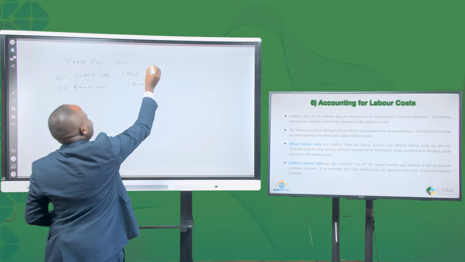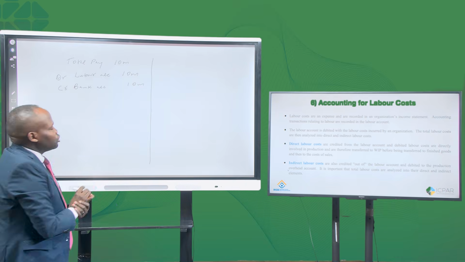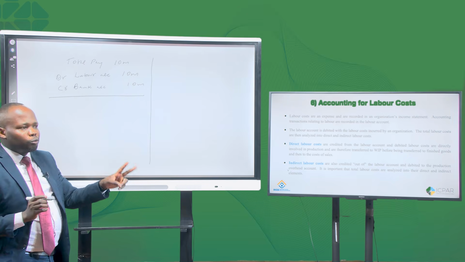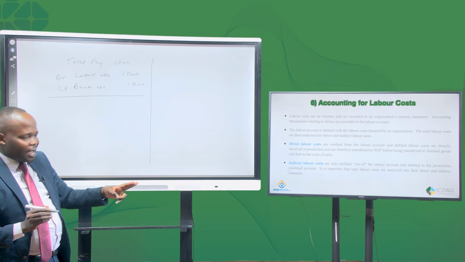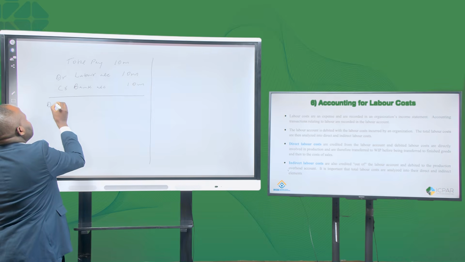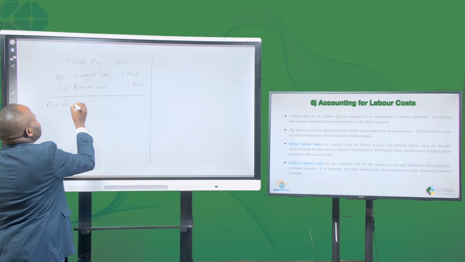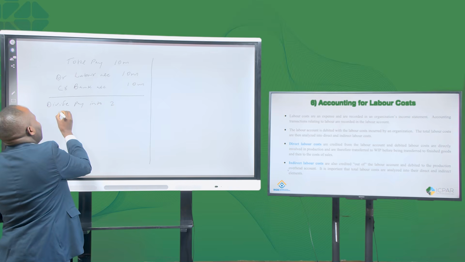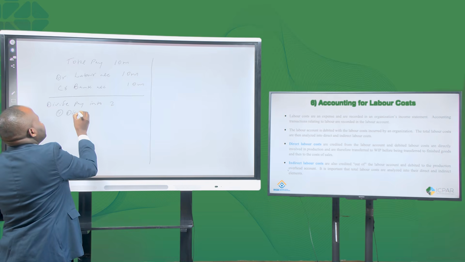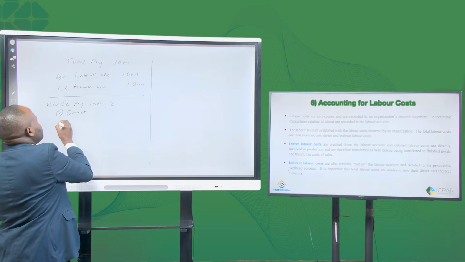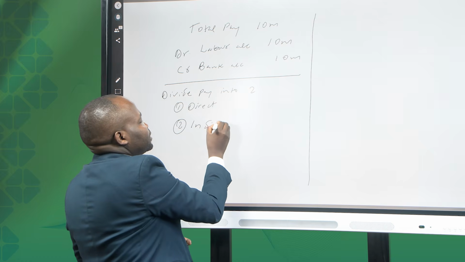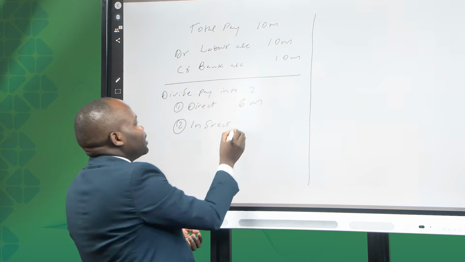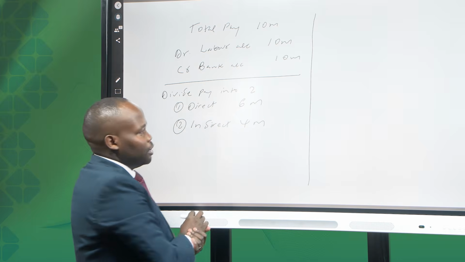Now, once you have debited and credited the total wage bill, you now divide the wage into two groups, direct and indirect. Number one, you have what is called direct, and number two, you have what is called indirect. Assuming our direct is, it's an assumption, 6 million, and our indirect is 4 million.